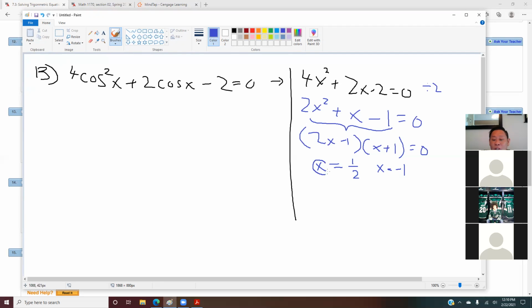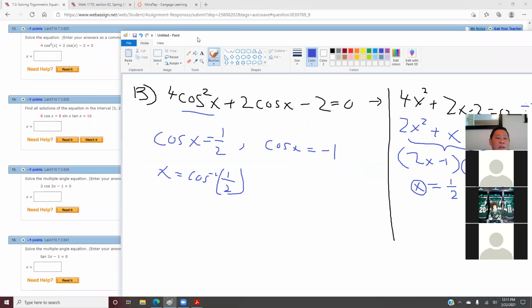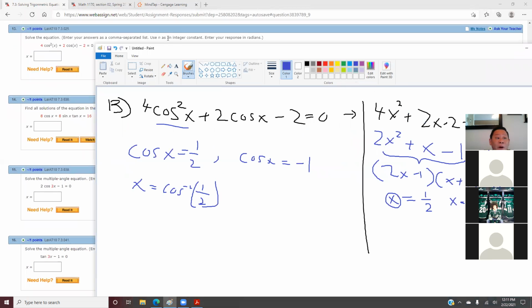And again, x will be changed to become what? The cosine of x. So this is cosine x equals 1/2, and cosine x equals negative 1. Then we move that over. So x in this case is the arc cosine of 1/2. By the way, let me see what they wanted. Do they want question 13 in 2n pi form, right?